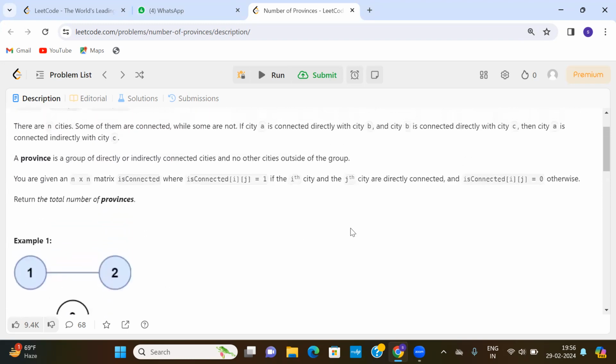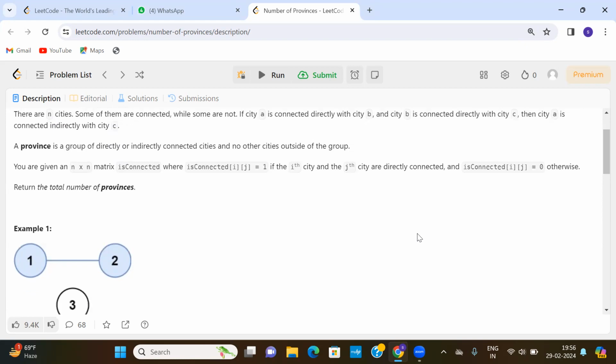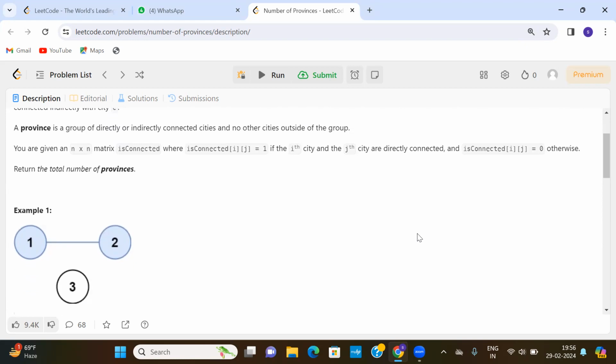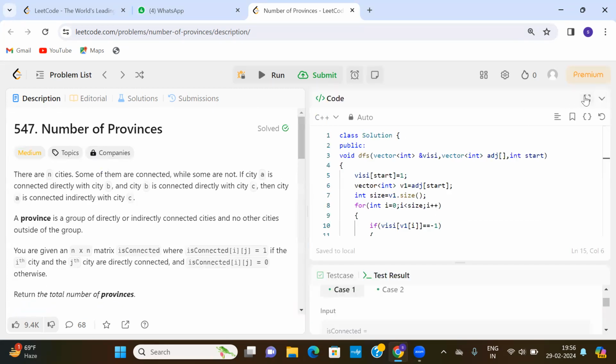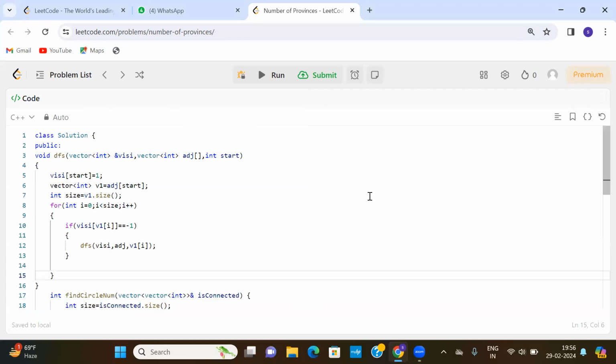So I hope the question is clear. In the question, the thing which is asked of us is only that we need to return the number of components present in the graph. I hope the question is clear to you. Now see what we are going to do. We are going to follow a simple approach. We are going to follow the depth first search, DFS algorithm. Now how are we applying the DFS algorithm?